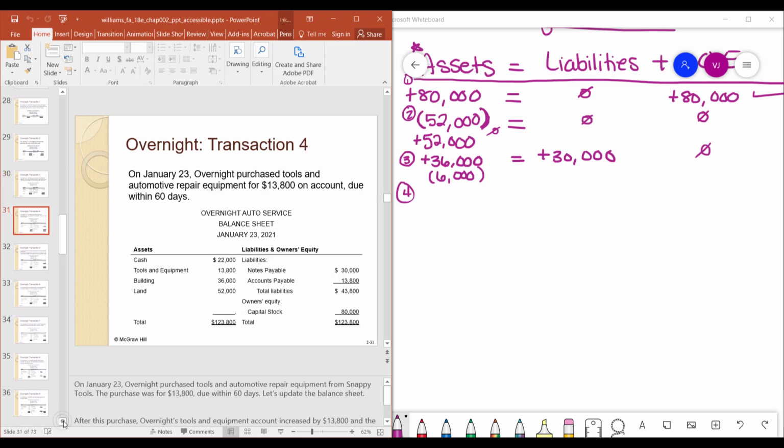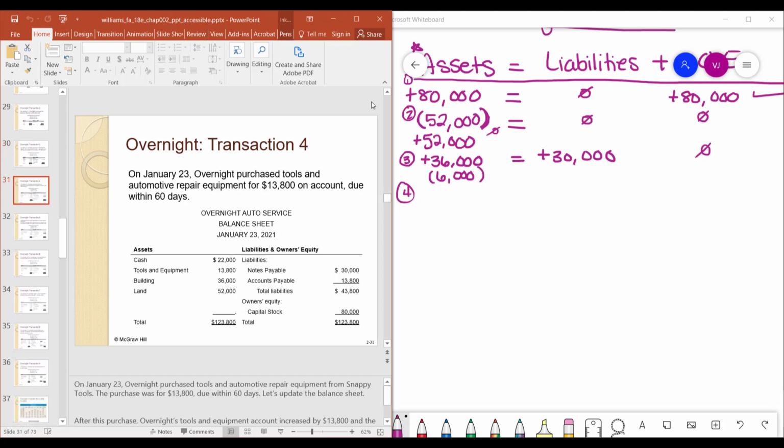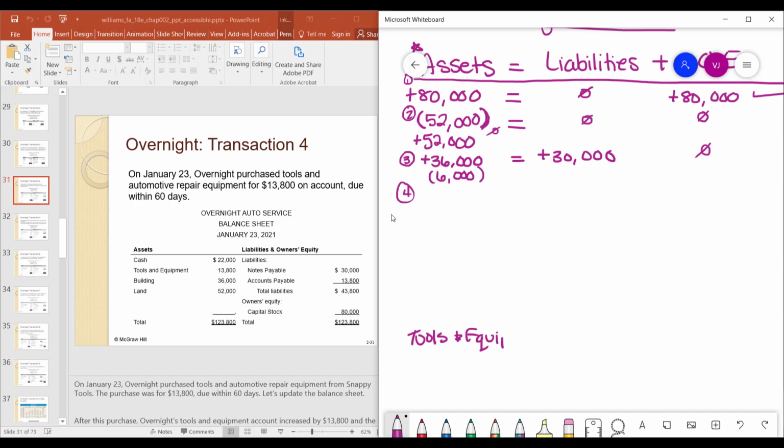Okay, transaction number 4. So on January 23rd, Overnight purchased tools and automotive repair equipment for $13,800 on account, due within 60 days. Okay, so what's happening here? It says they bought tools and equipment. And if they bought it, they're not renting it, it's considered an asset, right? It's ours, or the company's. They bought the tools and equipment for $13,800.